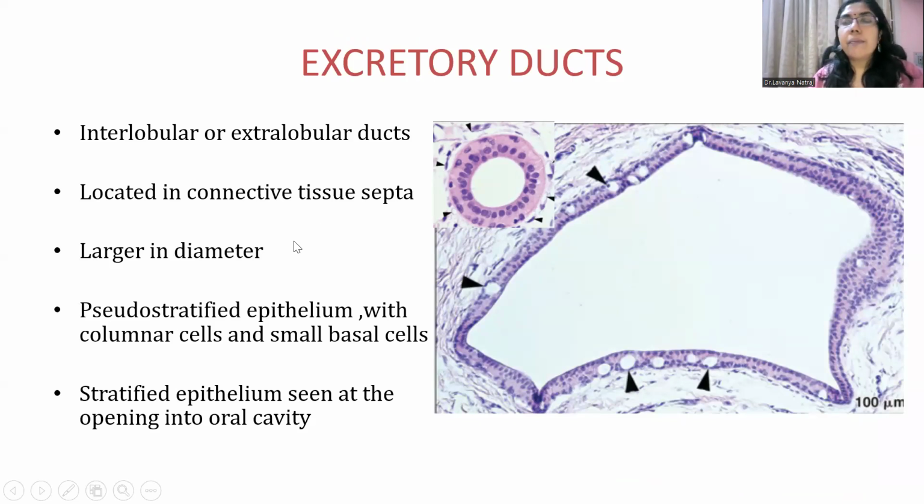They are larger in diameter and they have pseudostratified epithelium. As you can see in the picture, there is pseudostratification with columnar cells as well as small basal cells. So they have two types of cells, the columnar cells as well as small basal cells, and this is called pseudostratification. But once it reaches the oral cavity, stratified epithelium is seen at the opening. The opening of the duct will have stratified epithelium. The rest of the duct will have pseudostratification, and the small white colored portion where the arrow indicates represents the goblet cells in the excretory duct.